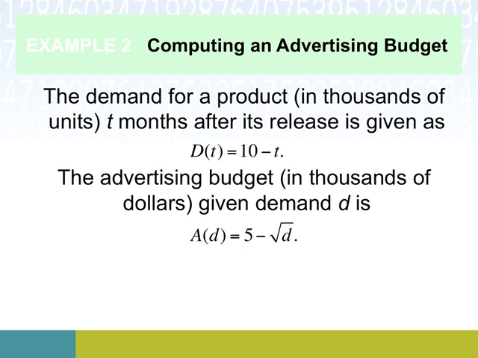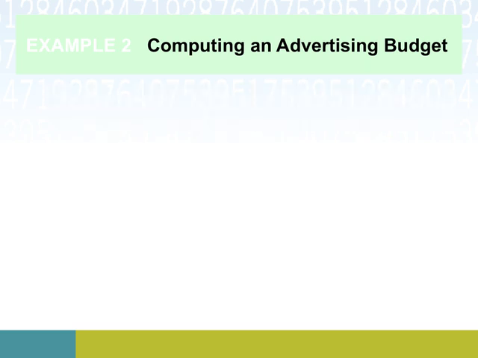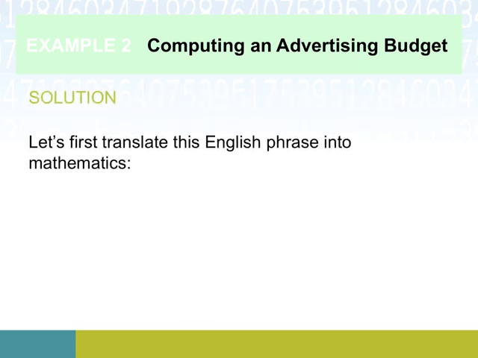So the input to this advertising function is demand. That's 5 minus the square root of the demand, number of items in thousands that are demanded. So the question is, how much is spent on advertising 6 months after the product's release? So we need to get from math to English, which is one of the hardest things we will have to do, but unfortunately it's also one of the most important.